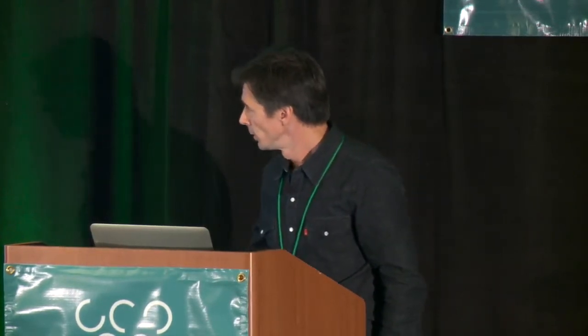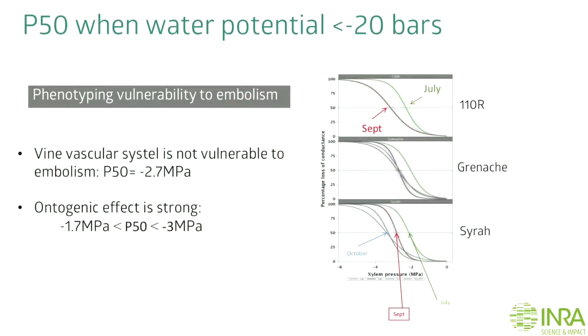So this is called an ontogenic effect. That means that as the plant ages, it becomes more and more resilient to drought. That is true for a rootstock. It's also true for a varietal. Here you can see for the Shiraz. The Shiraz gets a P50 early season in July around minus 20 bars. And then in September, it's around minus 30 bar. And then it's around minus 40 bar in October.